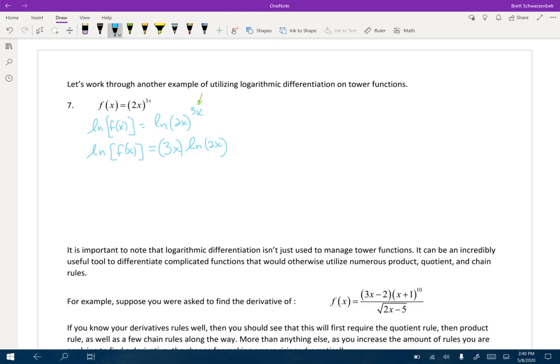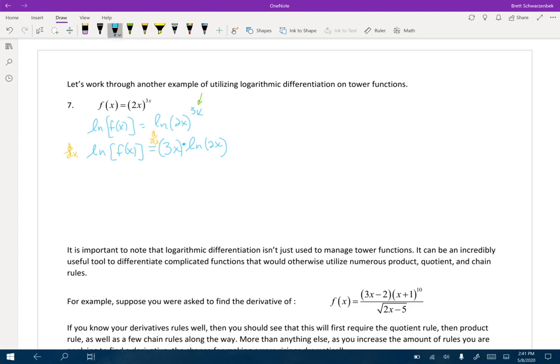The whole point of it is to get this on the right side of the equation, a product, rather than an exponent to an exponent that are variables that we don't know how to find the derivative of. Once we get this, then we are able to find the derivative of both sides. So we can now take the derivative of both sides of this, and what do we get?